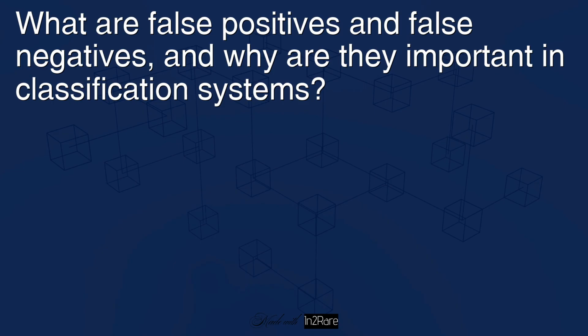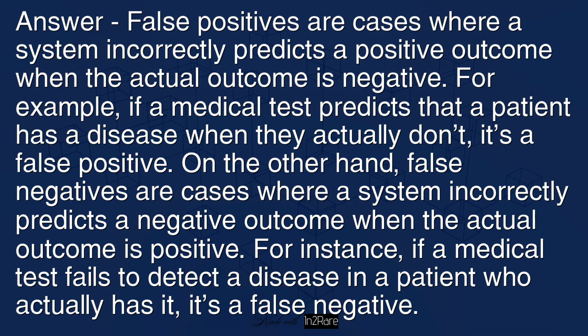What are false positives and false negatives, and why are they important in classification systems? Answer: false positives are cases where a system incorrectly predicts a positive outcome when the actual outcome is negative. For example, if a medical test predicts that a patient has a disease when they actually don't, it's a false positive. On the other hand, false negatives are cases where a system incorrectly predicts a negative outcome when the actual outcome is positive. For instance, if a medical test fails to detect a disease in a patient who actually has it, it's a false negative.